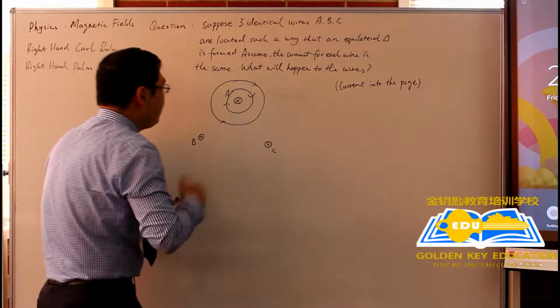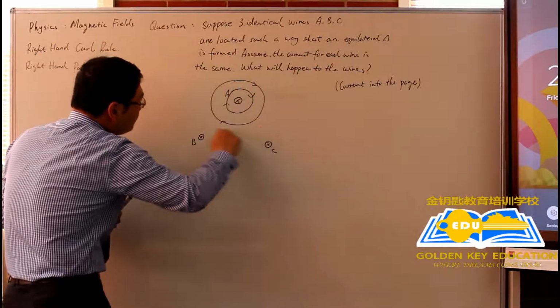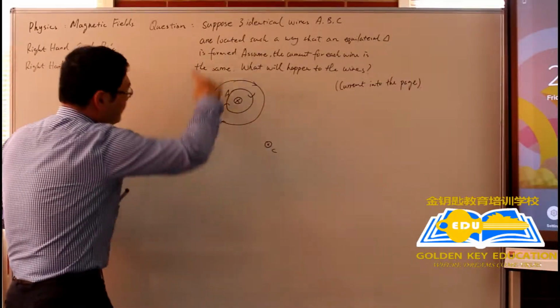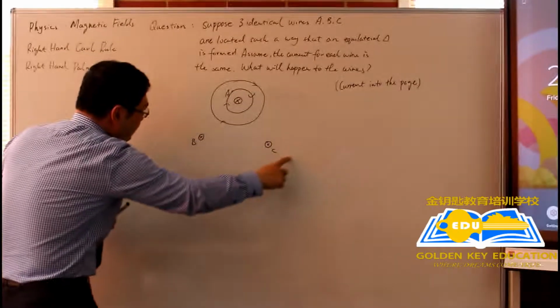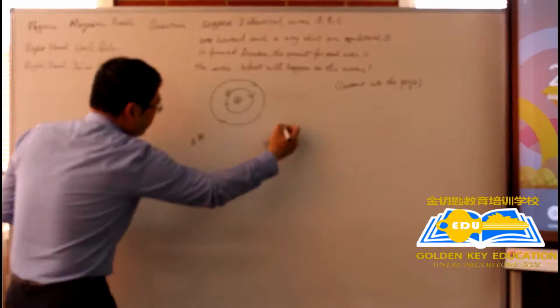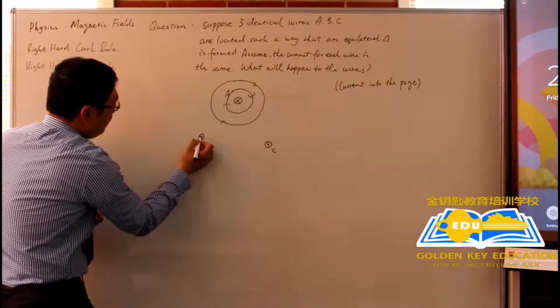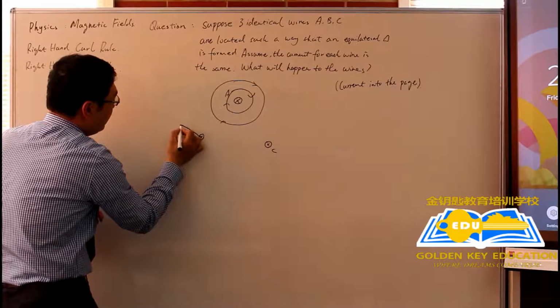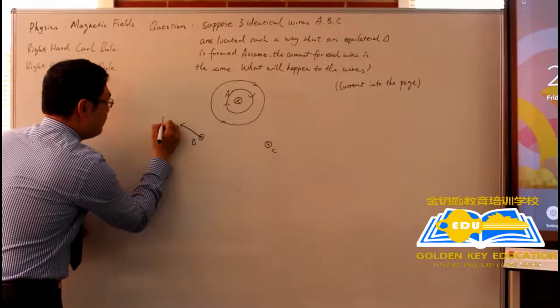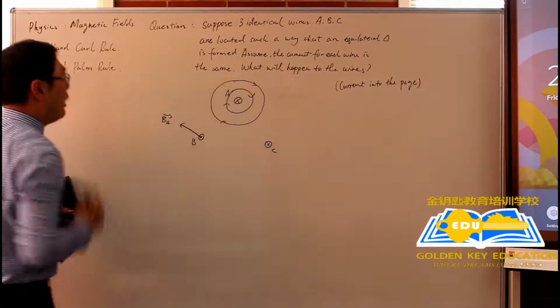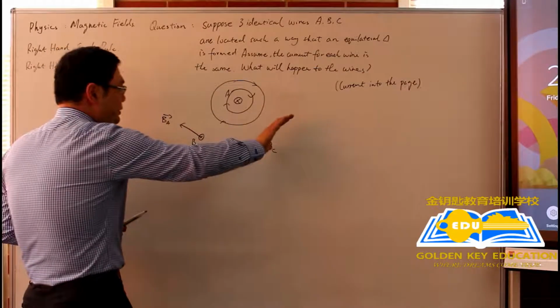Let's have a look at B first. If you try to draw the field lines as you go, at some point you may realize that the field passes wire B this way. So this is the magnetic field due to wire A at B. Alright, what about the magnetic field produced by wire C?